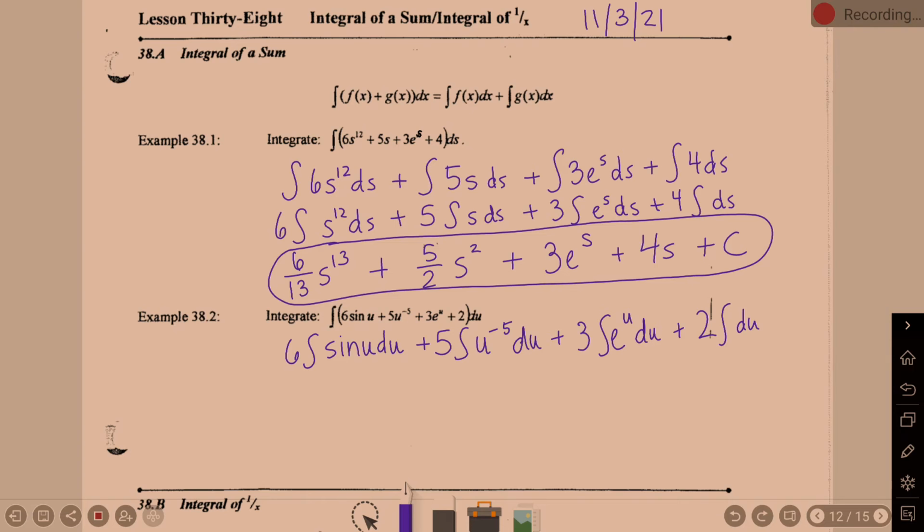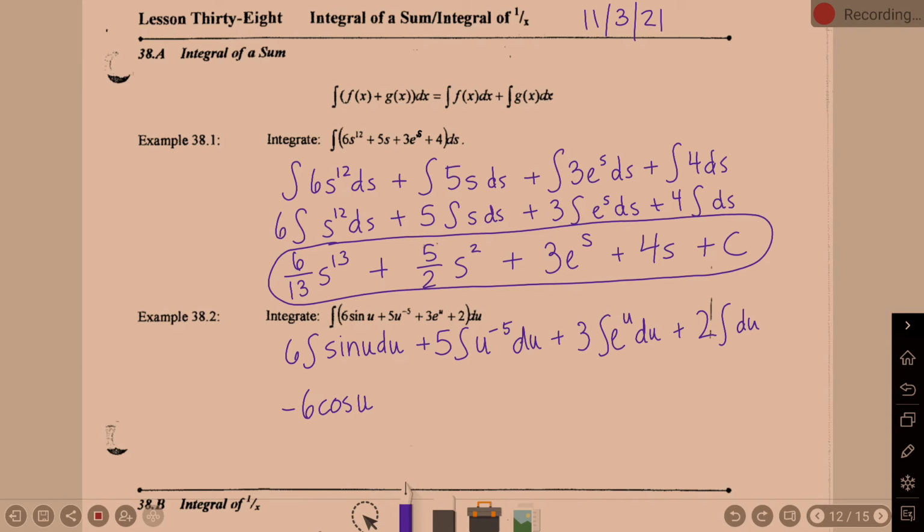Okay. 6 integral of sine u du is -6 cosine u. The 6 just stays out front. And here's what you have to think: the derivative of cosine is normally a negative sign. So if we're integrating a positive sine, we have to have a negative cosine there. Okay?